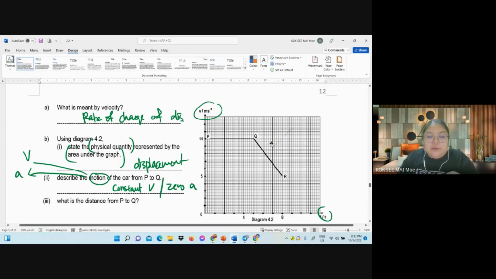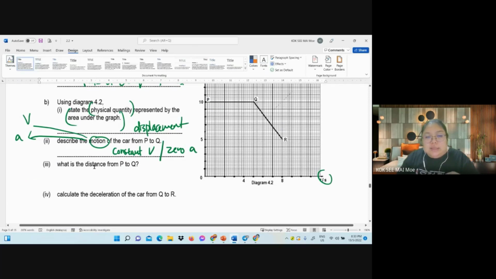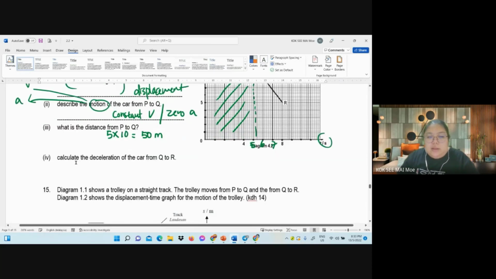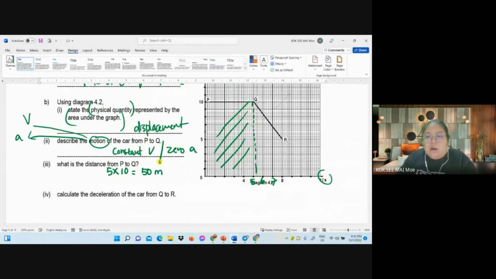Okay, so from here we go to what is the distance for PQ. You need to find PQ only, area under the graph. Okay, we just take this one, it is 4, 5, 6, 7. So 5 multiply with the 10. So I get 550 meter.